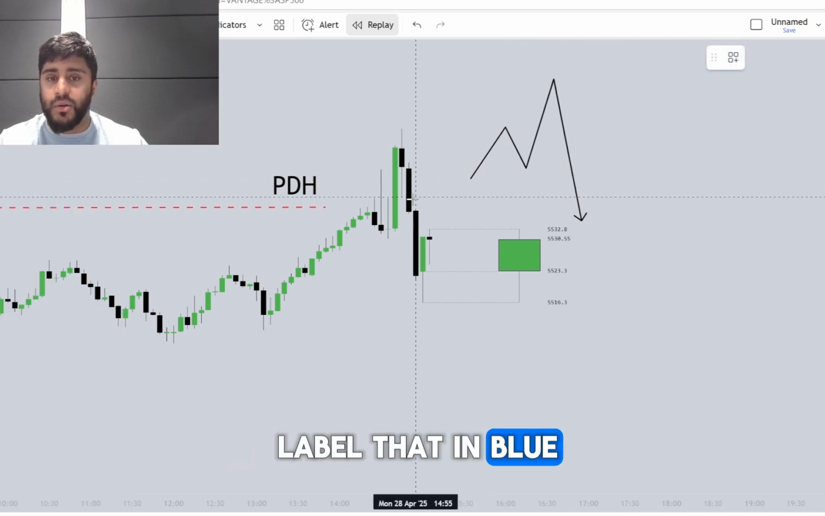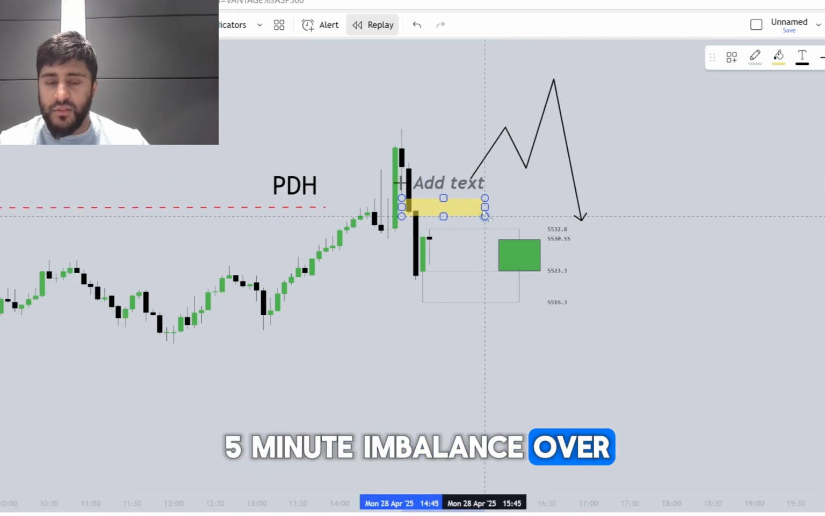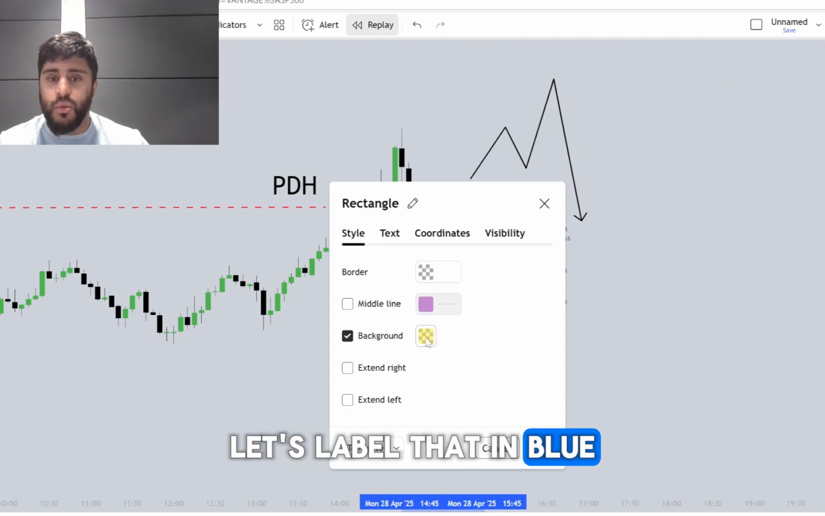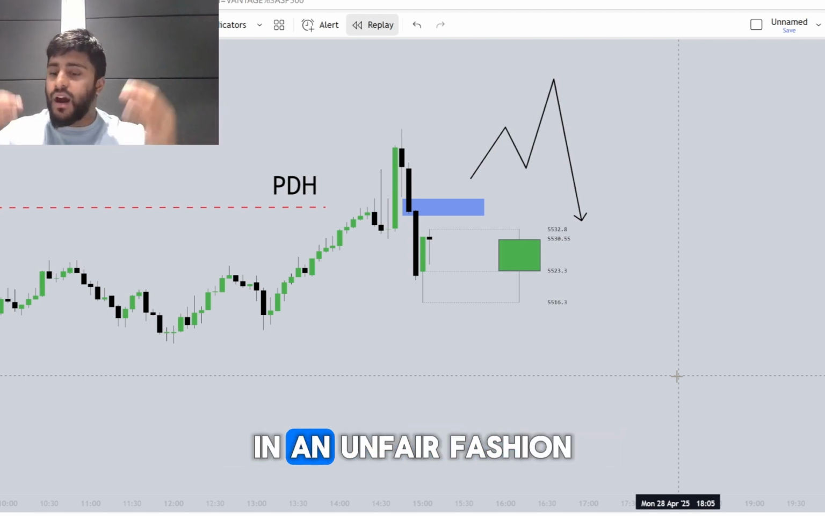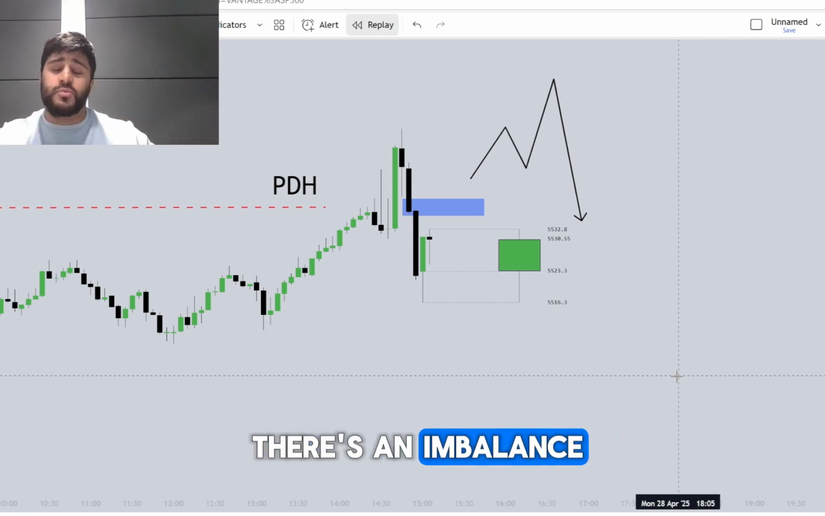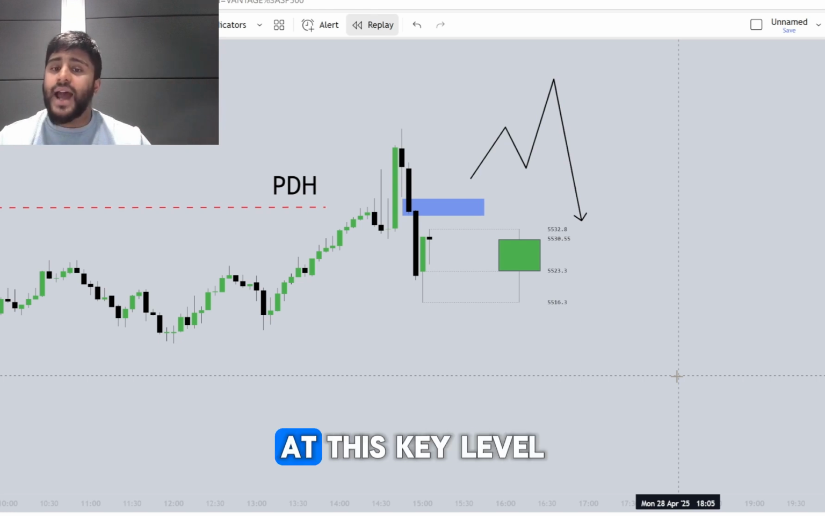So I'm just going to label that in blue. So this is the 5-minute imbalance over here. Right, let's label that in blue. What does an imbalance tell you? Well, an imbalance tells you that the price action has delivered in an unfair fashion. There's an imbalance between the total number of buyers and sellers at this key level.